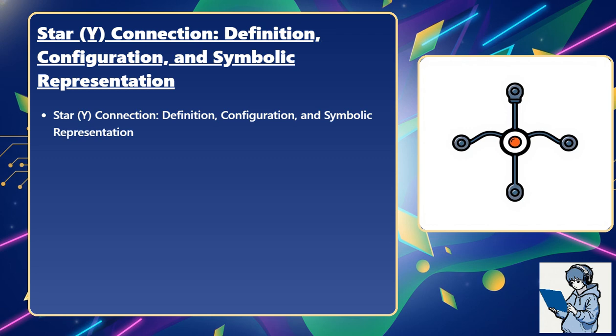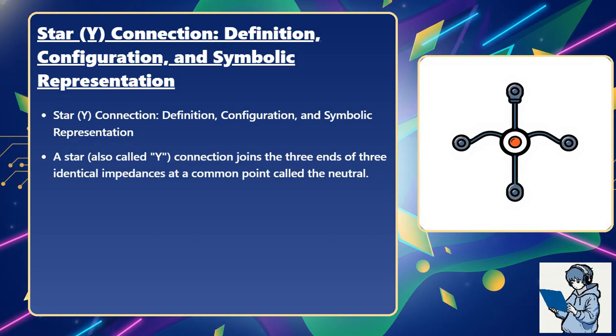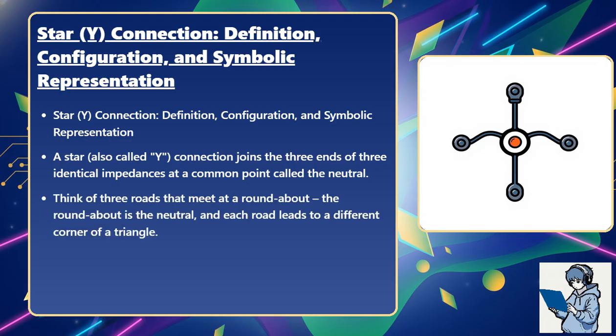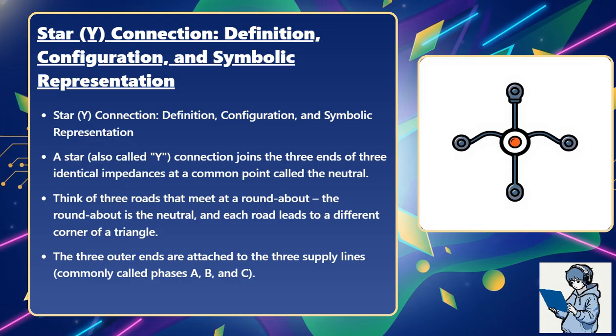Star-Y connection, definition, configuration, and symbolic representation. A star, also called Y, connection joins the three ends of three identical impedances at a common point called the neutral. Think of three roads that meet at a roundabout. The roundabout is the neutral and each road leads to a different corner of a triangle. The three outer ends are attached to the three supply lines, commonly called phases A, B, and C.